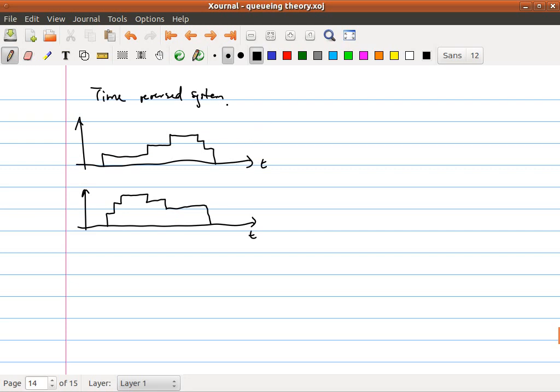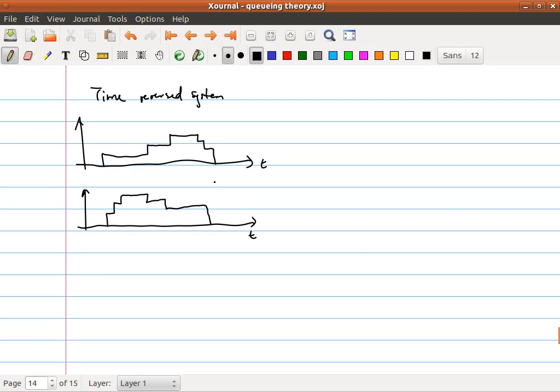So for the time-reversed system, basically we are looking at time running backward. In this case, a departure will look like an arrival. So going backward, this one is like an arrival, another arrival, another arrival, and then a departure, departure, departure. Here I'm just redrawing this time-reversed system, basically just flipping the time axis.